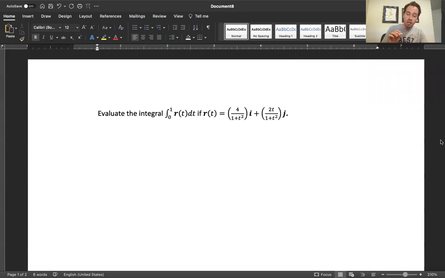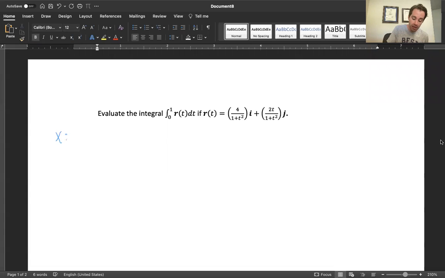This is an interesting integral that provides good practice on how to do some basic integral operations in the vector context. So remember that if you want to take the integral of a vector valued function, it's as simple as just integrating each component separately. So let's look at how to do that.